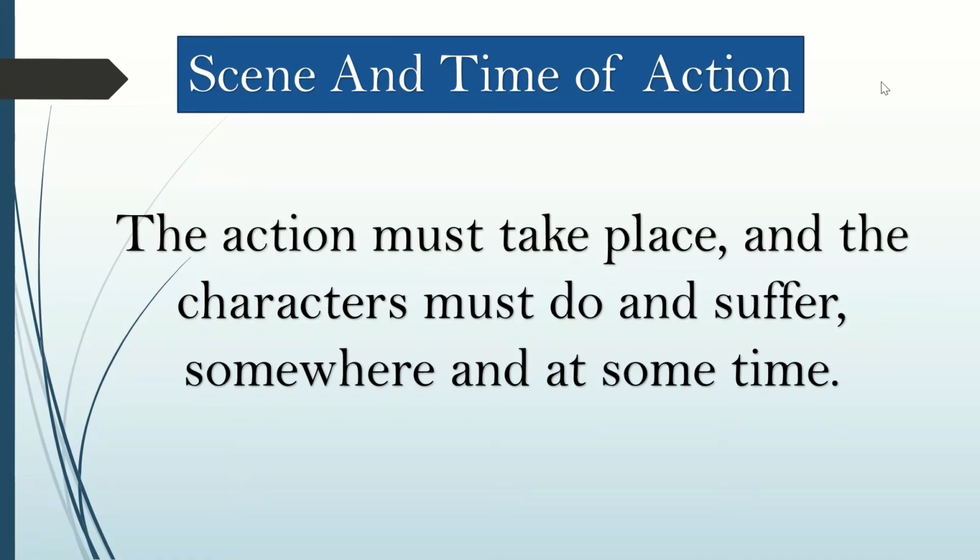Viewers, the next important element of a novel is scene and time of action. The action must take place and the characters must do and suffer somewhere, at some point and some time. It includes the entire milieu of history, the manners, customs, ways of life, as well as its natural background or environment. That setting includes two parts, the social setting and the material setting. So this is also one of the very important elements.